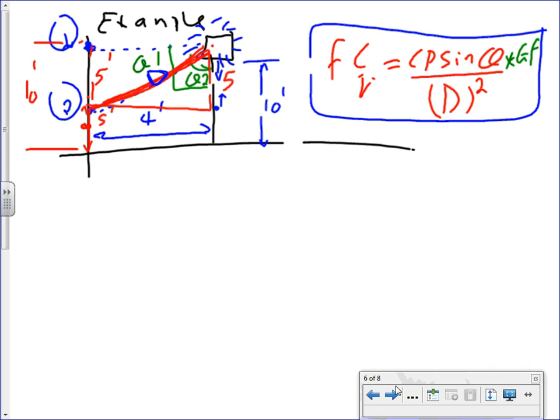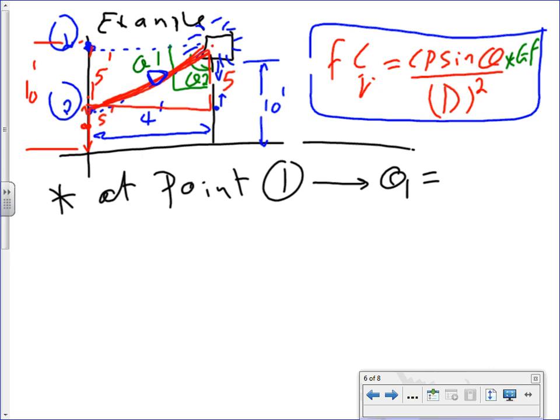Different angles. Can you guys assure me that you know what the problem is that we're trying to solve? Yes? Brian? Okay, all right, let's go do it. The first thing you need to do, guys, is we're going to do it at point one. At point one, guys, Q1. Can you guys see Q1 right here? Everybody can see Q1 with the vertical. Q1 equals 90.